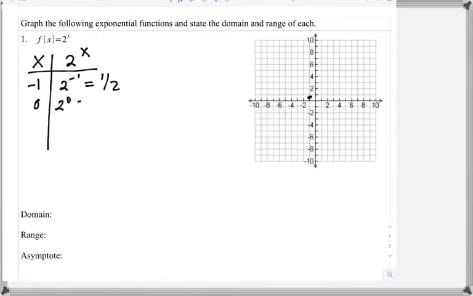And then we'll evaluate our exponential at 0. So 2 to the 0 power is 1, so we'll go ahead and put that in there. And then 2 to the first power is just 2. And so we can put that in there. You can do more points if you want to. 2 squared is 4, and 2 to the third power is 8. Okay. And then let's talk about the horizontal asymptote.